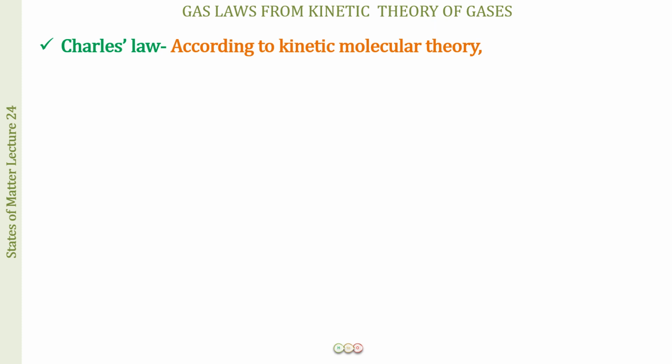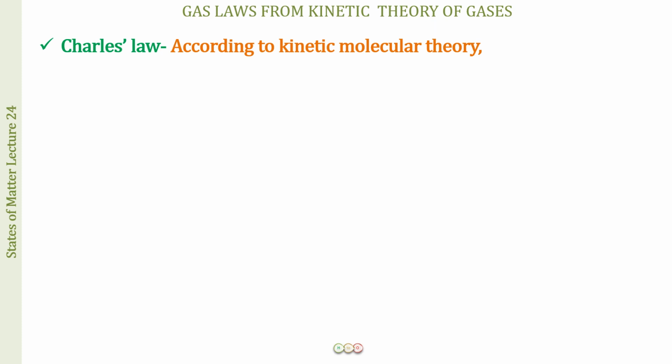Next, after Boyle's law, we have Charles' law. I hope you all remember what Charles' law says. It says that for a fixed amount of gas at constant pressure, the volume of the gas is directly proportional to its absolute temperature. Now let us see how we are going to explain this according to the kinetic molecular theory.